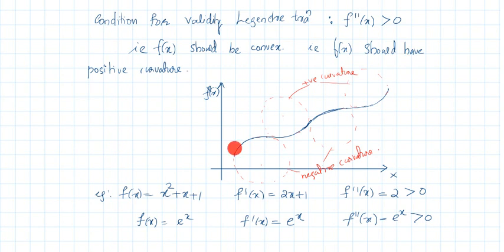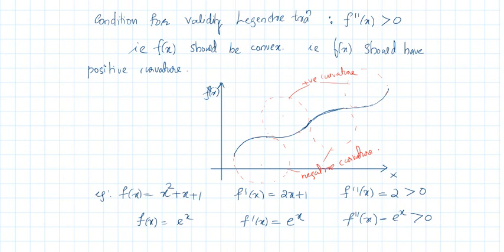In a single graph like this, you can see that this portion has negative curvature, it is opened down, and this portion has a positive curvature, it is opened up, and this portion has a negative curvature, this portion has a positive curvature, like that. If a curve is opened up, it will have a positive curvature. If a curve is opened down, it will have a negative curvature.